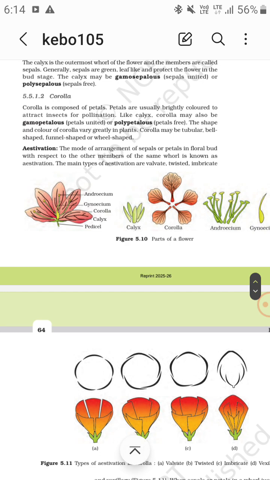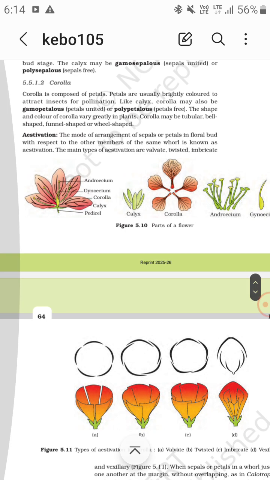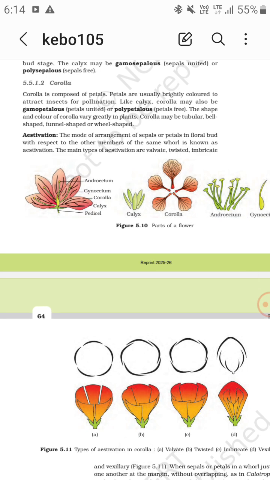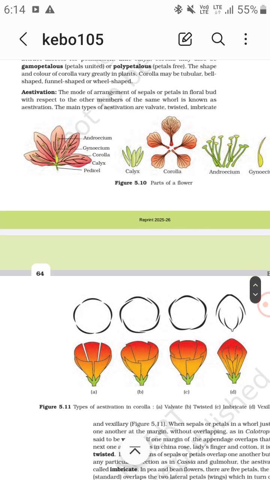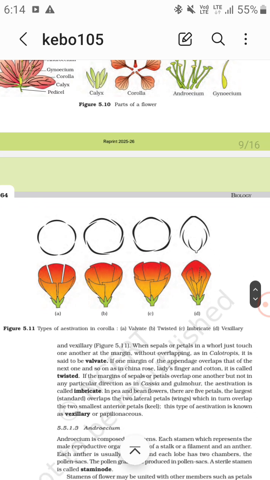Then aestivation: the mode of arrangement of sepals or petals in a floral bud with respect to the other members of the same whorl, that is calyx to calyx, corolla to corolla. This is aestivation. Types of aestivation are valvate, twisted, imbricate, and vexillary.